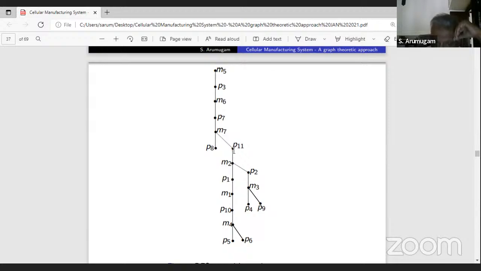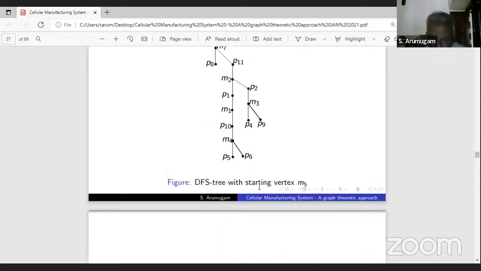But P11, M2 is not within the component if I'm removing M2. Because my components are that side and this side. P1, P11, M2 I am removing. So what's the exceptional edge? P11, M3 is an exceptional edge. Because that edge is present in the graph, it goes from one component to another component. That means this part has to be carried to another cell for processing. That is the idea. So that set of edges I have to minimize.